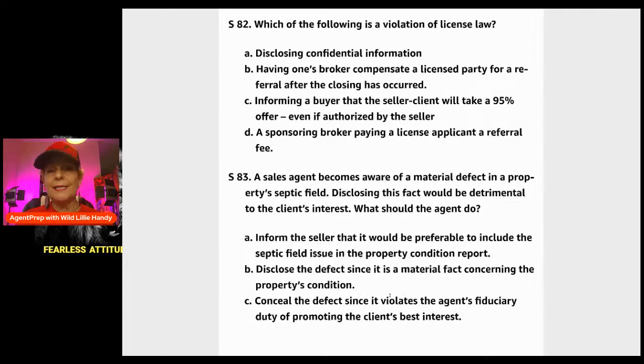Okay, number 82. Which of the following is a violation of license law? Okay, violation of license law. A, disclosing confidential information. B, having one's broker compensate a licensed party for a referral after the closing has occurred. C, informing a buyer that the seller client will take a 95% offer even if authorized by the seller. D, a sponsoring broker paying a licensed applicant a referral.